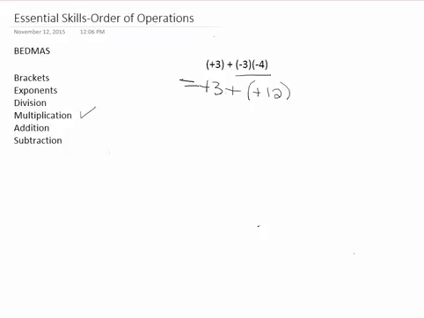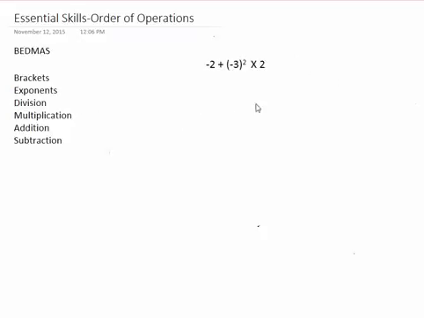Next, we're left with positive 3 plus positive 12. As we go down our list of BEDMAS, addition is the next thing that we tackle, so we obviously proceed with that. So a positive 3 plus a positive 12 gives us a positive 15. And that is our final answer, solved using the rules of BEDMAS.